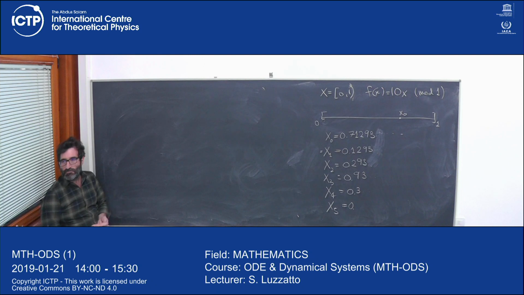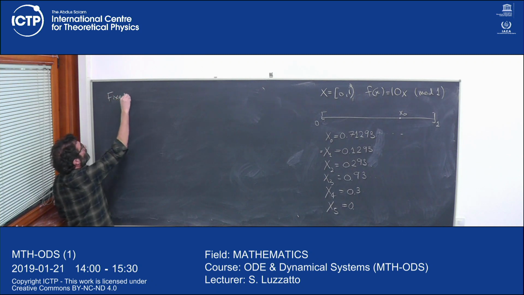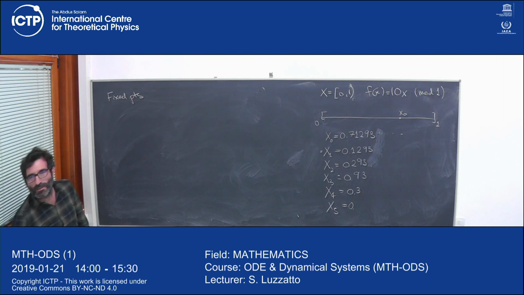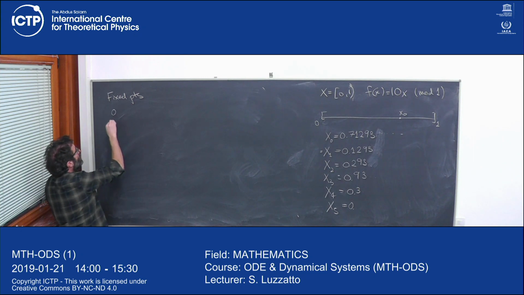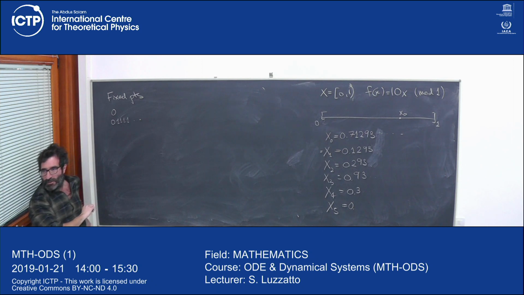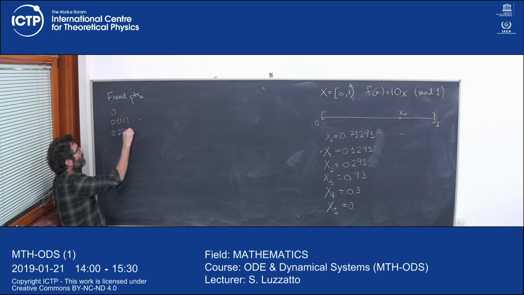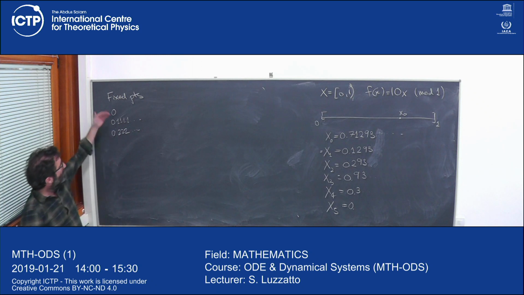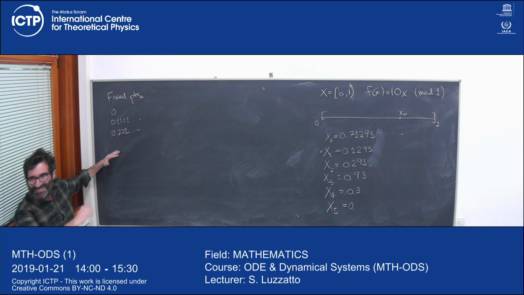So fixed points. One fixed point is obvious: 0. 0 is a fixed point. Any other fixed points? Yes, thank you. 0.1111 recurring. You see that that's a fixed point, right? And then obviously all the others, 0.222 and so on. So there's 9, depending on whether we put 0.999 in there. But anyway, all these are fixed points.